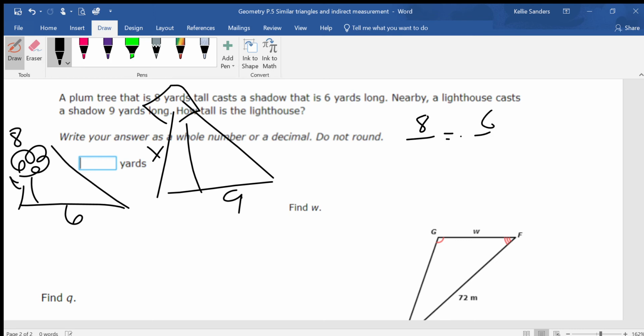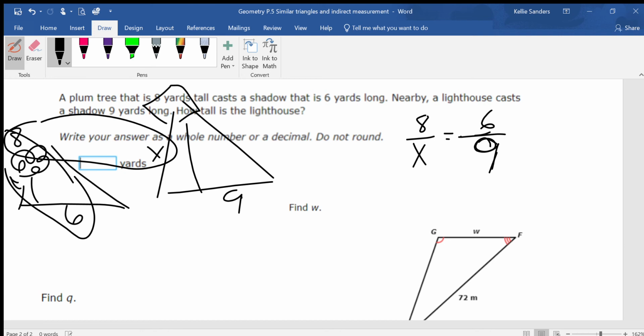8 and 6 because they come from the same triangle. 8 and X because they're in the same spot. So the 9 goes over 6. A little bit harder for you to reduce and then figure out what's going to go underneath it. So let's just cross multiply and divide. So 6 times X is 6X. 8 times 9 is 72. Divide by 6. X is 12.